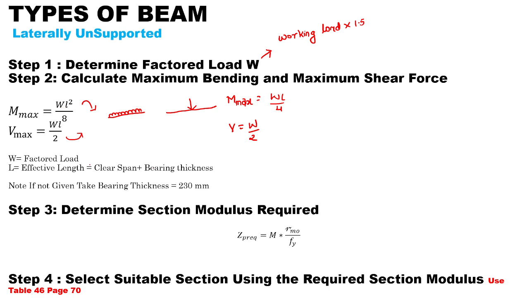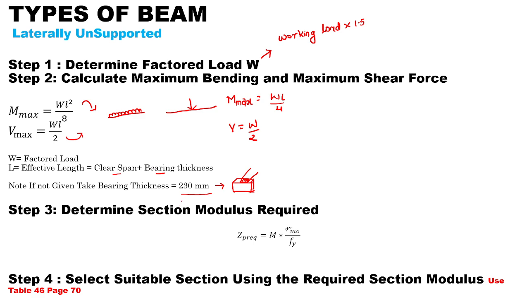Here L is effective length, and effective length can be calculated as clear span plus bearing thickness. And if not given, the bearing thickness can be assumed as 230 mm. This is in fact the thickness of the masonry brick wall. So we assume that our beam will rest on this, and this area right over here is the bearing area.